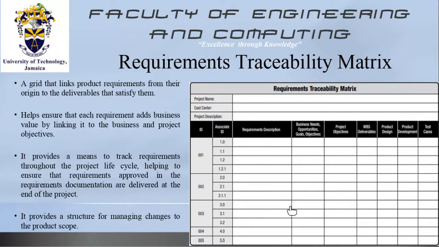So it's a grid that links product requirements from the origin, meaning the stakeholders. They might tell you something and it doesn't make a lot of sense, but you as a project manager have to pick the sense out of the nonsense. And when you finish picking the sense out of the nonsense, you go back to them and say, my interpretation is this. And they say, yes, yes, yes, that's your output. So you put it right.